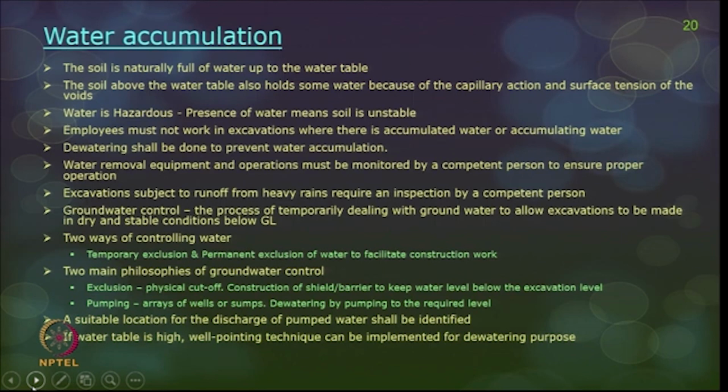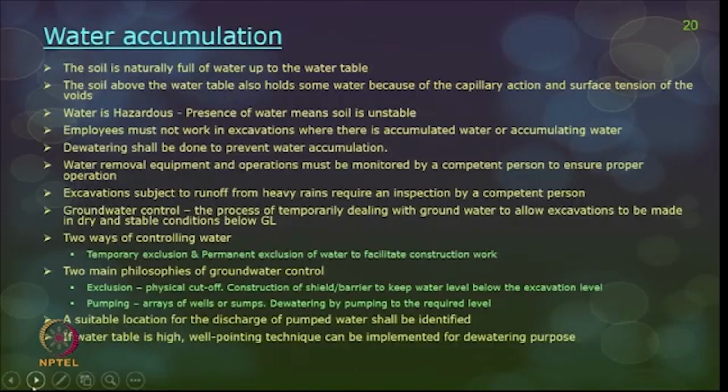Now, groundwater control is the process of temporarily dealing with the groundwater to allow the excavations to be made dry and stable, so that you can continue with your excavation. Now, there are two ways of controlling water. Number one is temporary exclusion and the other one is permanent exclusion. So, what is temporary exclusion? Temporary exclusion will help you prevent water or water seepage into the construction site till the foundation is over, and then those protective measures are all removed.